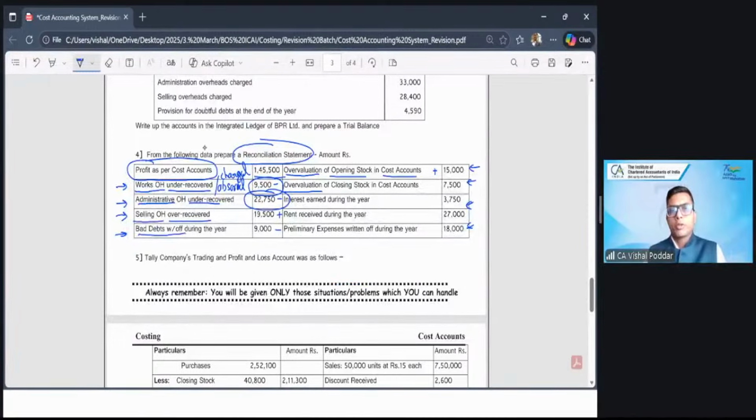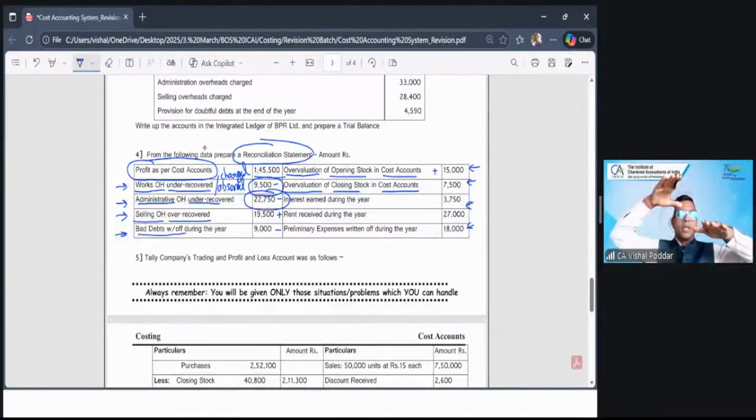Next is overvaluation of closing stock in cost accounting books. Again, closing stock is a credit item. Now, the credit item is overvalued in cost accounting books. If it is overvalued and it is a credit item, what will be the impact on net profit? Net profit will increase. Why? Because this amount is a credit amount and the credit is higher in your cost accounting books. So the net profit of cost accounting is higher.